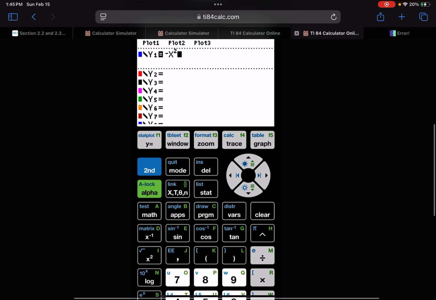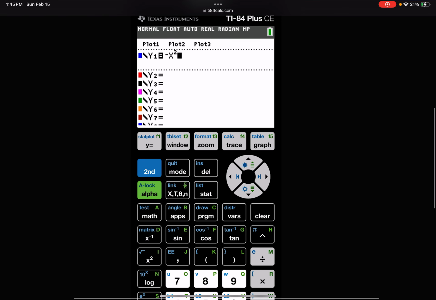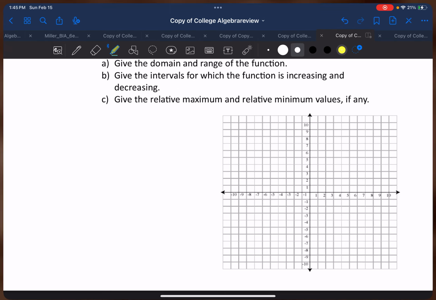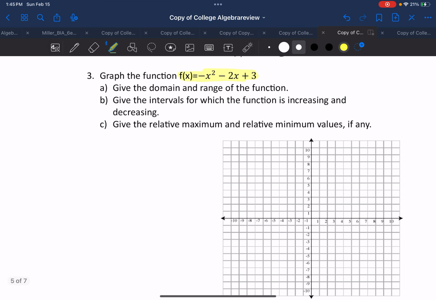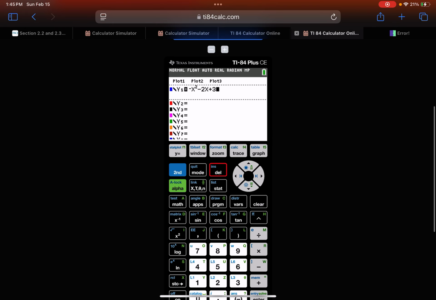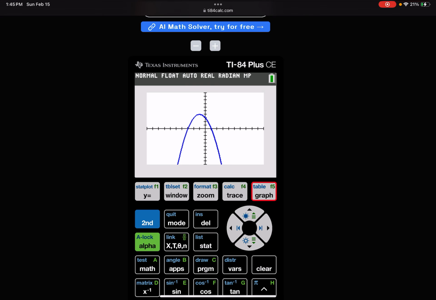And then it was minus, minus 2x and plus 3. Let me just make sure that was correct. Minus 2x plus 3, okay. Then once I have this entered into my graphing calculator, I'm going to hit graph. And this is what my graph will look like.